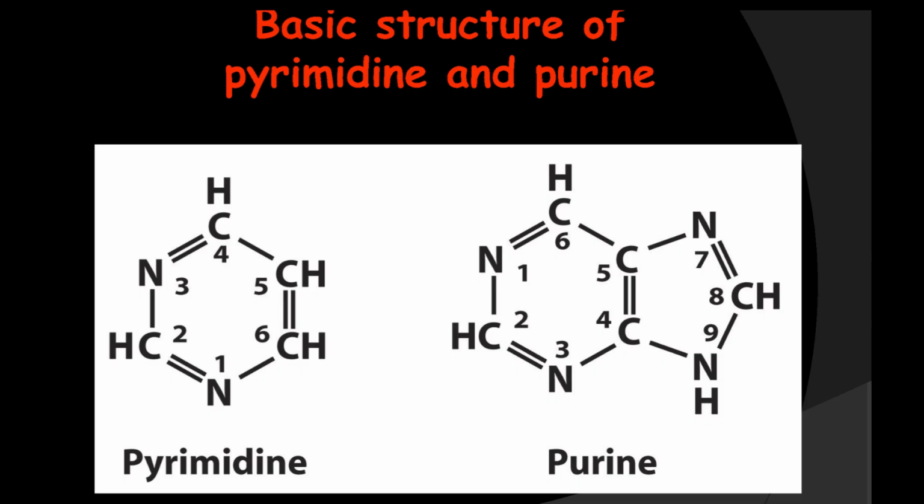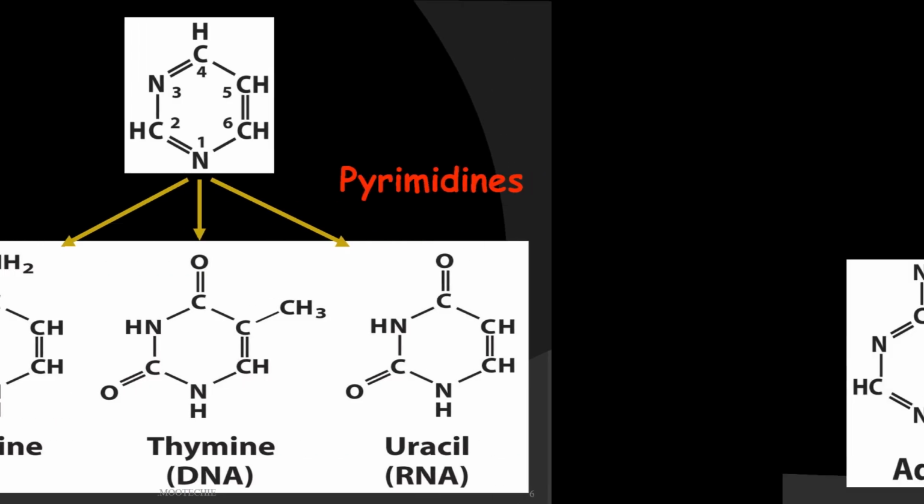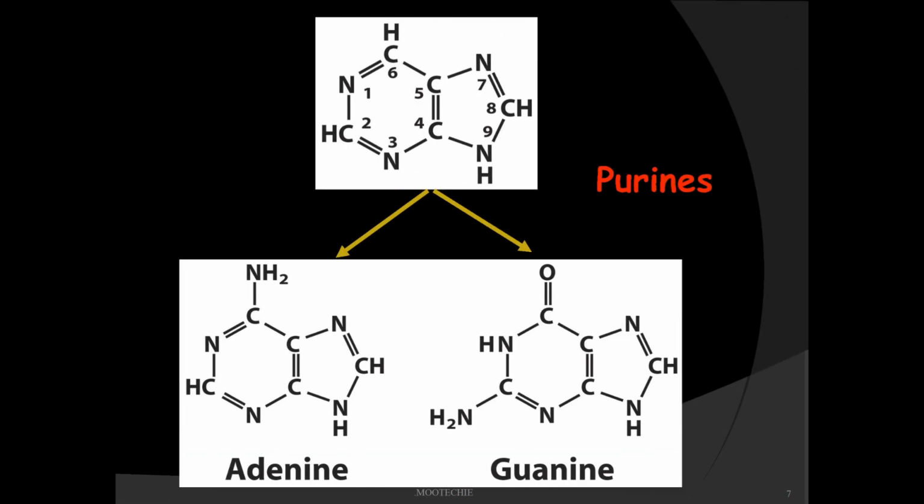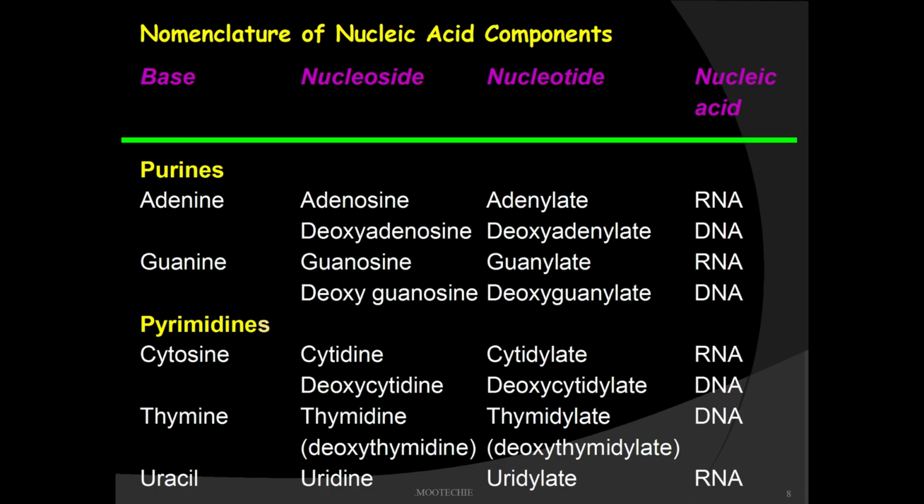Let's put names to these structures. The pyrimidines include cytosine, thymine, and uracil. The purines are adenine and guanine. Now, how do we name the full components? This is where nomenclature comes in. We have the base, which forms a nucleoside when attached to a sugar, which in turn forms a nucleotide when a phosphate is added. Many nucleotides together form a nucleic acid.